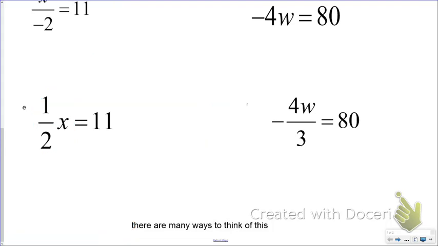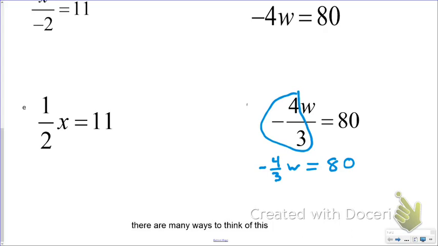This one can get a little tricky. There's 2 different ways you can think of this one as well. There's actually many ways you can think of this one. One way is that you could just break this down into small groups. So you could try to tackle the division first, and then tackle the multiplication later. That way it gets a little messy. I like to think of this as just a negative 4/3 times w. So negative 4/3 times w is equal to 80.